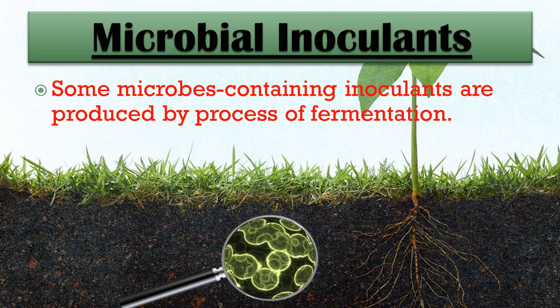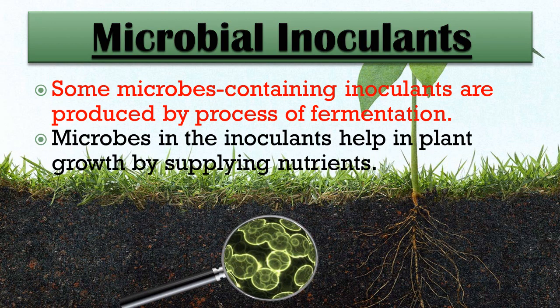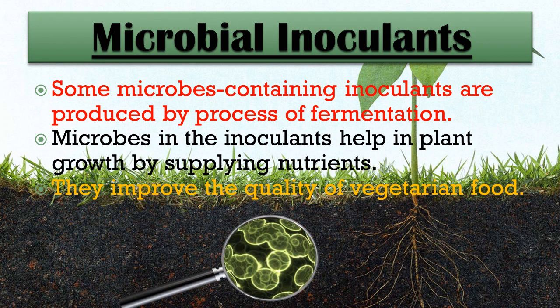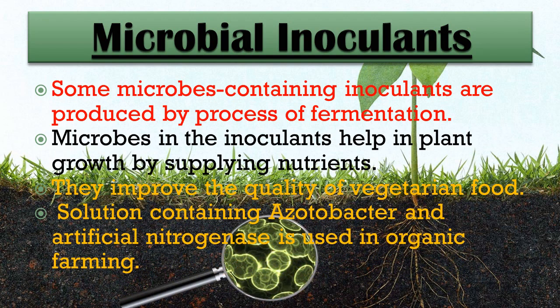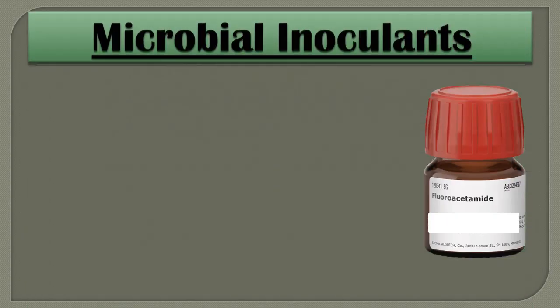Now some microbe-containing inoculants are produced by the process of fermentation, and these inoculants are sprayed on the seeds before sowing, and some of the inoculants are released into the plant. That means these are directly injected into the plant's body, and microorganisms in the inoculant help in plant growth by supplying nutrients to them, and they improve the quality of vegetarian food. A solution containing azotobacter and artificial nitrogenase is used in organic farming. Organic farming is the farming in which no chemicals are used. It is natural. Now soil pollution occurring due to chemical fertilizer is prevented due to use of this solution.